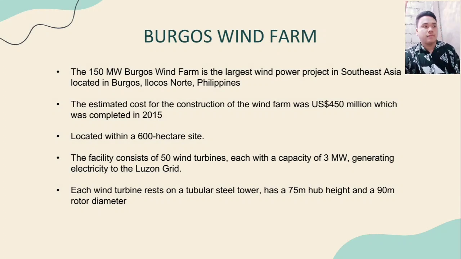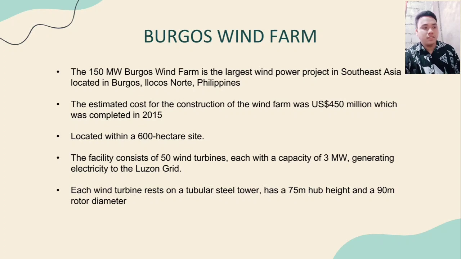Burgos Wind Farm. The 150 megawatt Burgos Wind Farm is the largest wind farm project in Southeast Asia, located in Burgos, Ilocos Norte, Philippines. The estimated cost for the construction of the wind farm was $450 million US, and it was completed in 2014, located within a 600 hectare site.